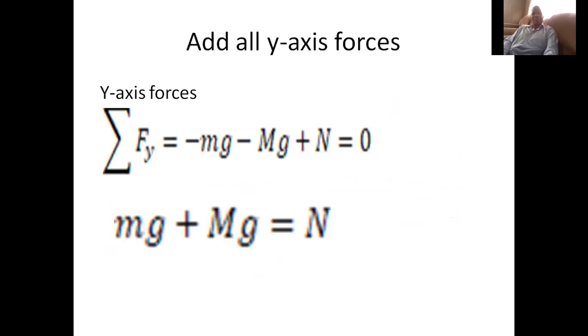Very simple indeed. So you can say mg, the weight of the ladder, plus mg, the weight of the object, should be equal to the normal force, which is pointing upwards. These two are pointing downwards.